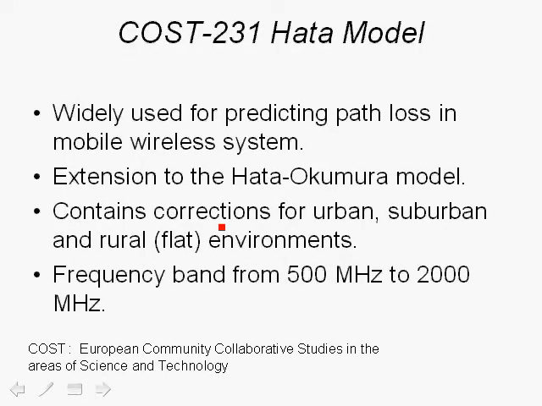The next model we will discuss is the COST-231 Hata model. This model is very appropriate for mobile environments and is widely used for predicting path loss in mobile wireless systems. It is an extension of the Hata Okumura model and contains corrections for urban, suburban, and rural flat environments, and is appropriate for frequencies between 500 megahertz and 2 gigahertz. Also note that COST stands for European Community Collaborative Studies in the area of science and technology, for your information.